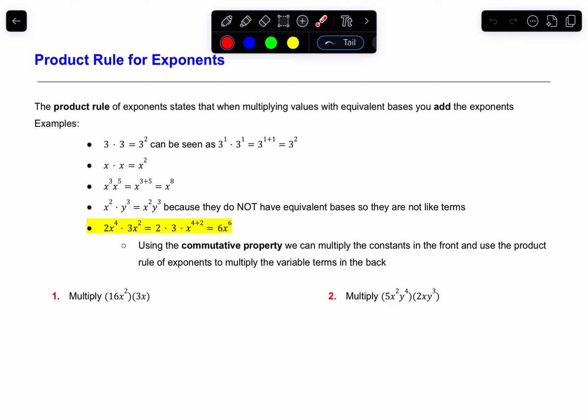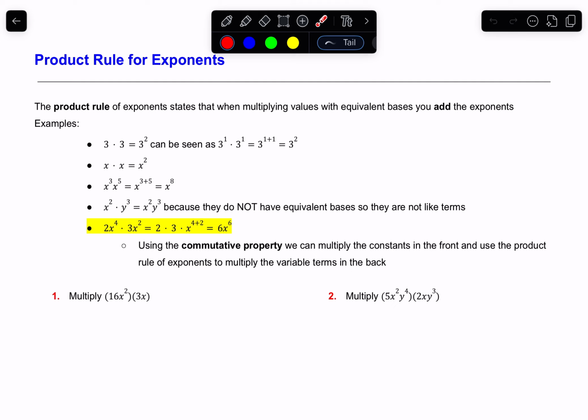If we have other numbers as our exponents, x cubed times x to the 5th, you add the 3 and the 5 to get x to the 8th. But when the bases are not the same, you can't use this rule. You have to leave them separate because they're not like terms, just like what we've seen in the past. So for example, x squared times y cubed is not x to the 5th or y to the 5th because they do not have the same base. x and y are different. We just leave it as x squared times y cubed. We don't do anything with it.